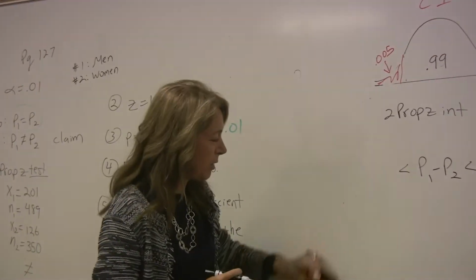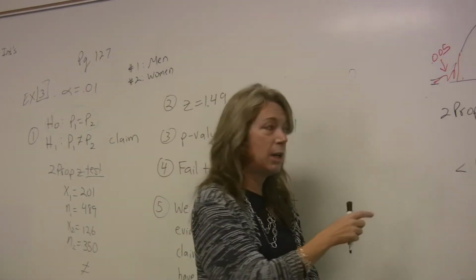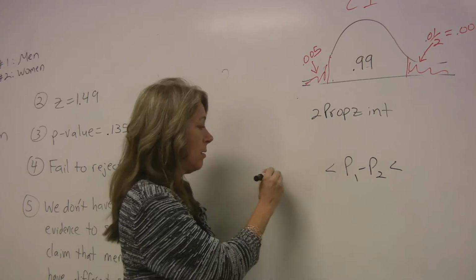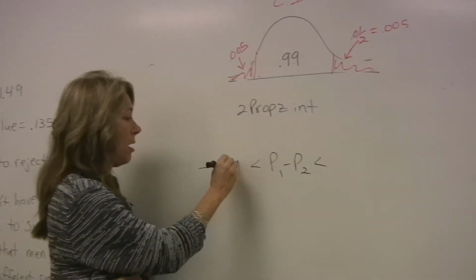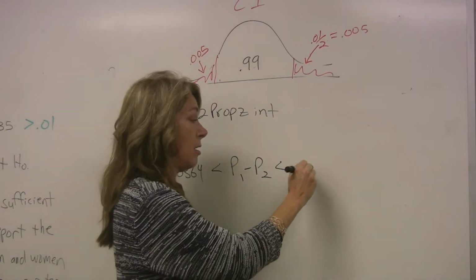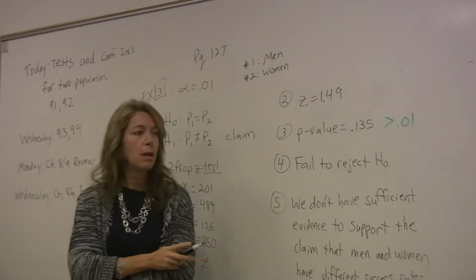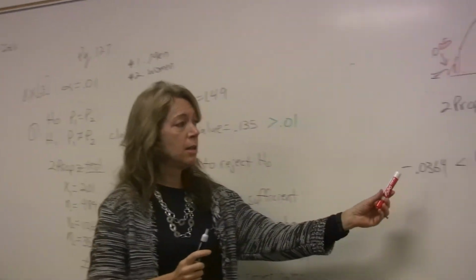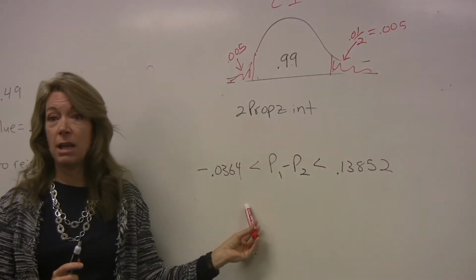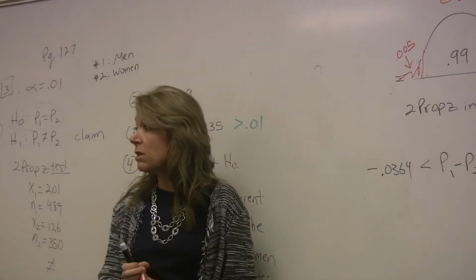Let's put these numbers up here to interpret, and then we can. What do we get for our numbers? Should be a negative number here. Yeah, be a negative? -.0364. And a positive number over here? 0.13852. We agree with his numbers? Notice the difference goes from negative to positive. It goes from negative to positive. So 0 is in between there.